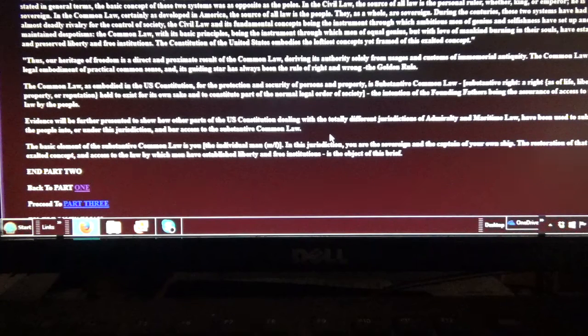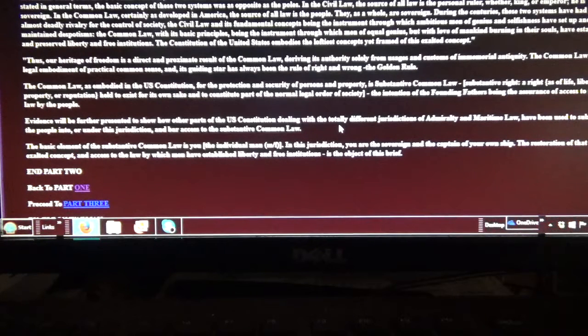The common law is the legal embodiment of practical common sense, and its guiding star has always been the rule of right and wrong, the golden rule. The common law embodied in the U.S. Constitution for the protection and security of persons and property is substantive common law. Substantive right, a right as of life, liberty, property, or reputation, held to exist for its own sake and to constitute part of the normal legal order of society. The intention of the Founding Fathers being the assurance of access to this law by the people.